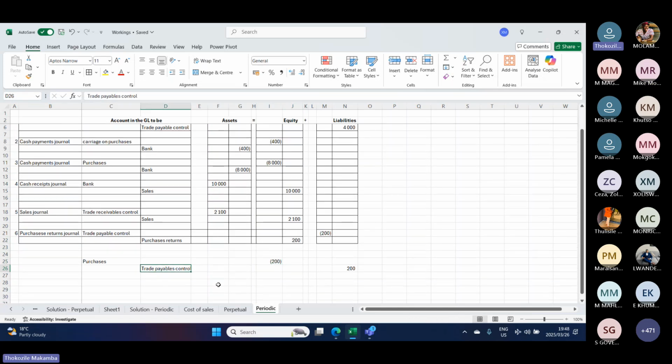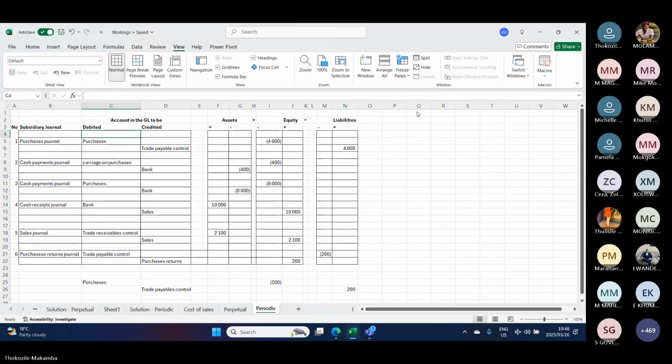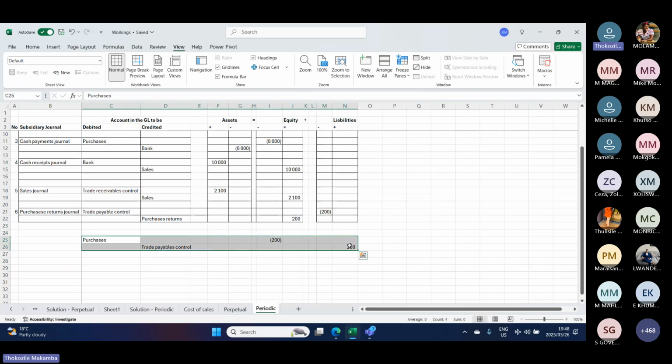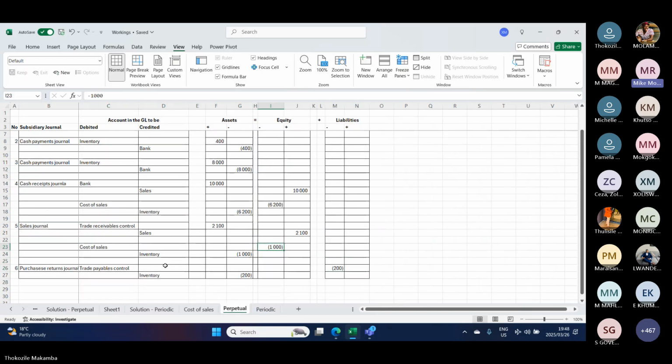And then the same with trade payables control. Initially, we said we're buying this on credit, we owe 200. Let's just freeze these panes here. We said we owe 200, but since we returned this, we don't owe this money anymore. So we must debit trade payables control, and then we reduce our liability by 200. So that's the logic of the last transaction. Okay, now I get it. The last one, I would like you to repeat number 5 on the perpetual, because I had network problems and didn't get it clear.